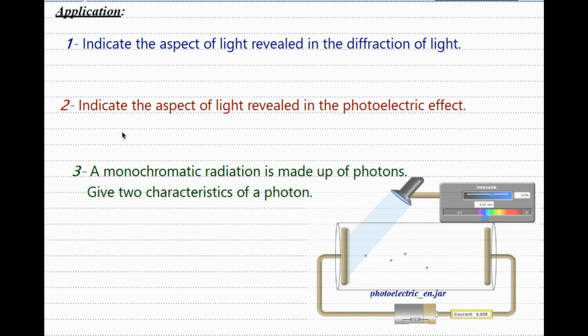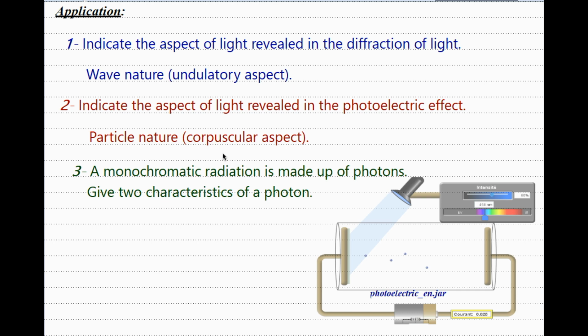First, indicate the aspect of light revealed in the diffraction of light experiment. Second, indicate the aspect of light revealed in the photoelectric effect. And third, a monochromatic radiation is made up of photons; give two characteristics of a photon. Answers, think about them. First, light diffraction reveals the wave nature, or the undulatory aspect. The photoelectric effect reveals the particle, or corpuscular, aspect of light.